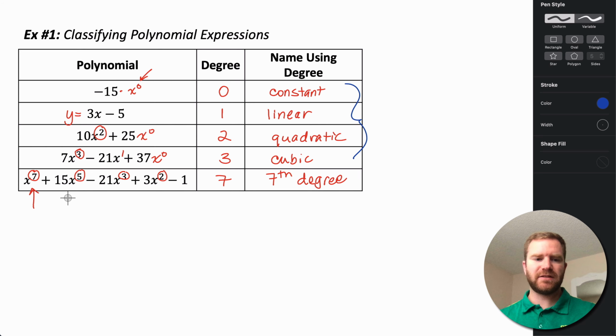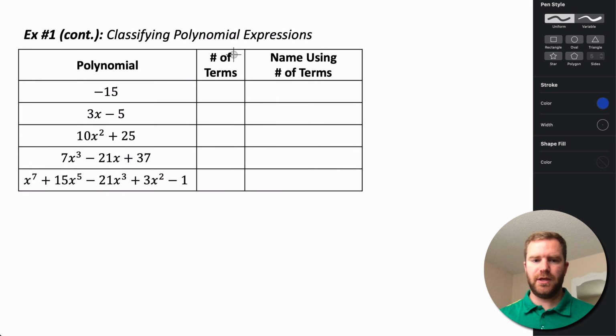Now, how would we classify these same polynomials based on the number of terms? If we're classifying based on the number of terms, we want to count how many terms there are and then give them their name according to that. So this is just a single term, one term. And we saw in the definitions that anything that's just a single term we call a monomial. So it's a monomial. Mono meaning one.